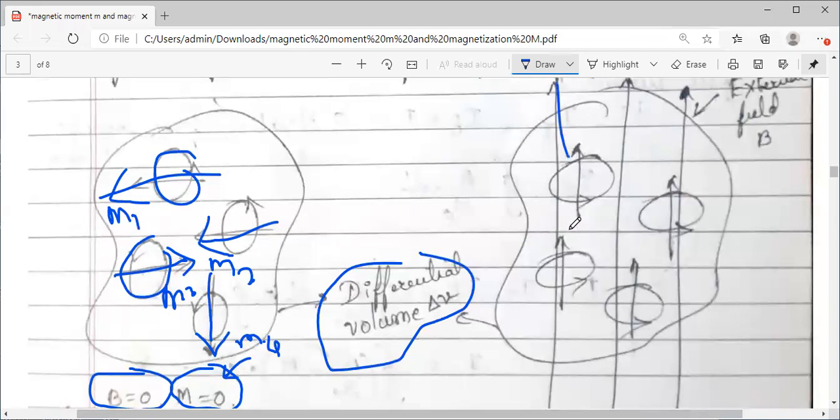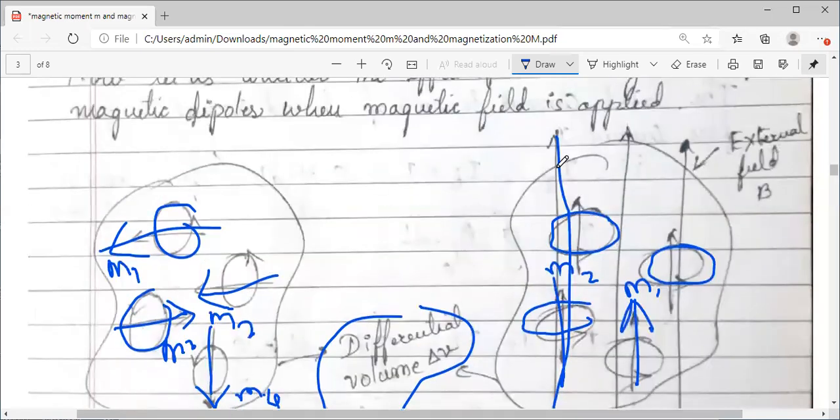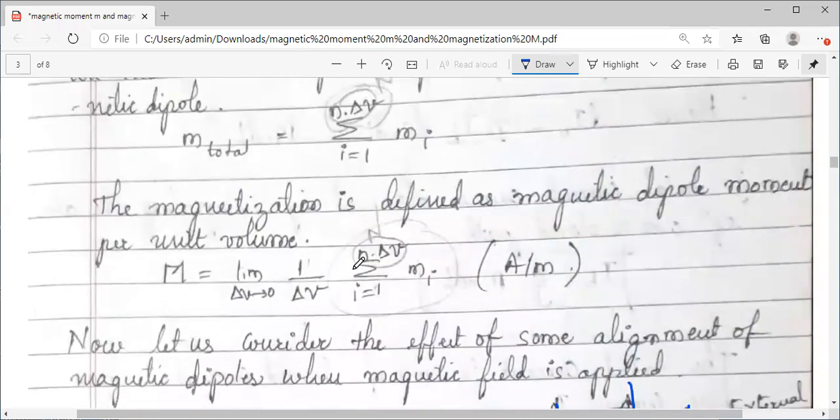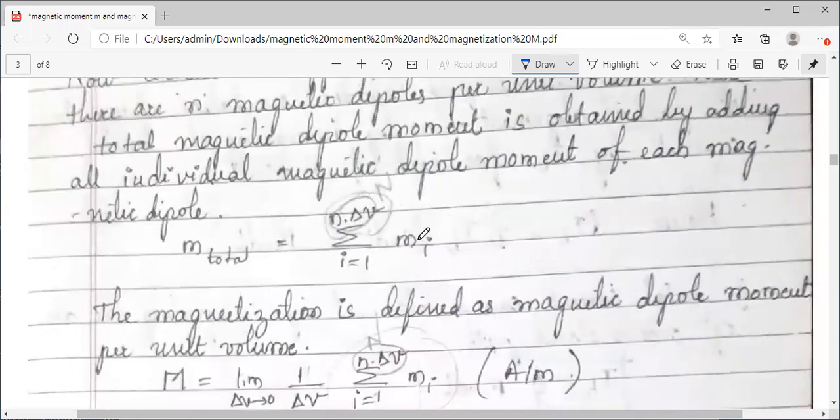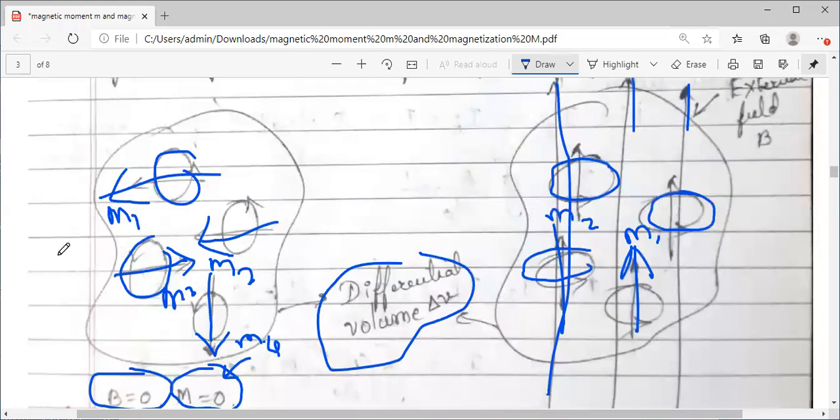But in the presence of an external field, what will happen? They all will align themselves so that the magnetic moments, say m1, m2, are all exactly parallel to this applied field. Okay, in the class we have discussed this figure. Suppose I consider a differential volume, and in this figure there are 4 moments in one volume: m1, m2, m3, m4.